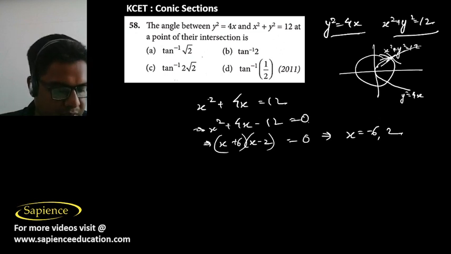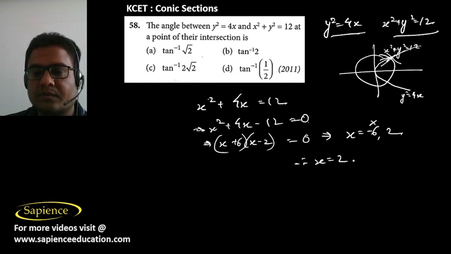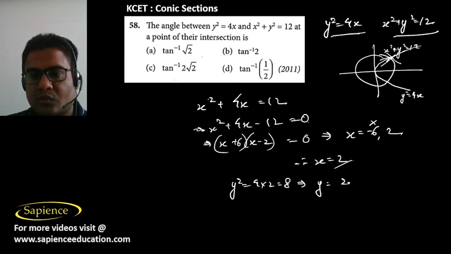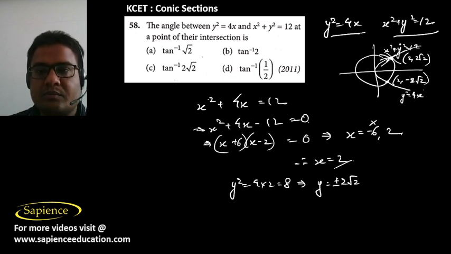Obviously they will not intersect on the negative side of the x-axis, so this minus 6 we should not take. Therefore x should be equal to 2 only. At x equal to 2, y square will be equal to 4 into 2, which is 8. So y will be plus or minus 2 root 2. So this point will be 2 comma 2 root 2, and this point will be 2 comma minus 2 root 2. The angle between these two.